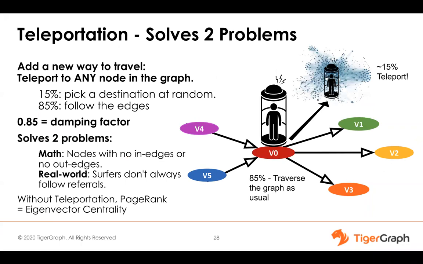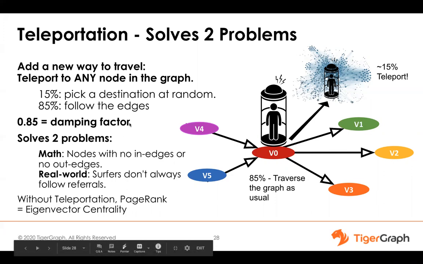But I do want to talk about teleportation and then personalized PageRank, and then we'll go to our examples. So what I've talked about, the random walk, is great. Turns out there are 2 technical problems. To fix the problems, we throw in an extra process called teleportation. In addition to walking the graph, there's a possibility that you can instantly jump from one vertex to another.